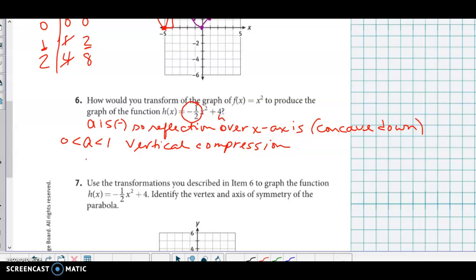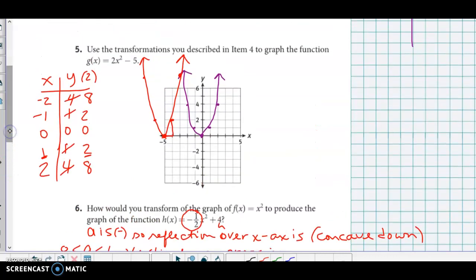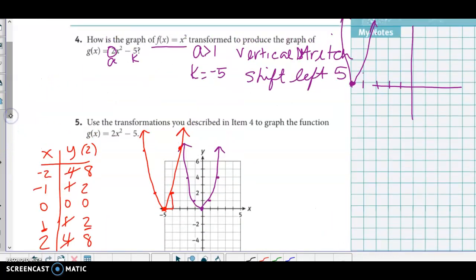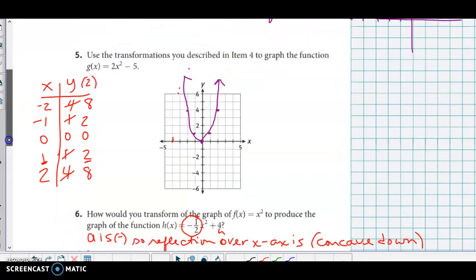And because the H is 4, I'm going to have to go back. This is going to shift up 4. So let me go back over here. I apologize, I got my H and K backwards. This is a shift down. I apologize for that. It should be down 5.